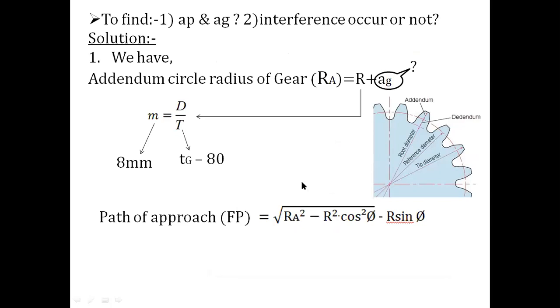If we put the value of RA here, this is known. Capital R is known. Only one factor is unknown, AG, which is to be found out. So putting the values of RA and R, we can find out the addendum of gear. Okay, this will be the flow to find out the values of AT and AG.